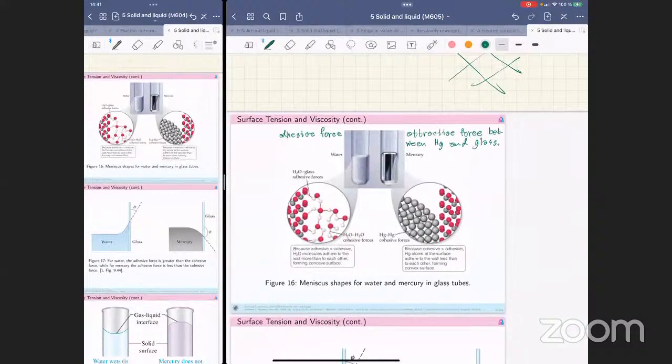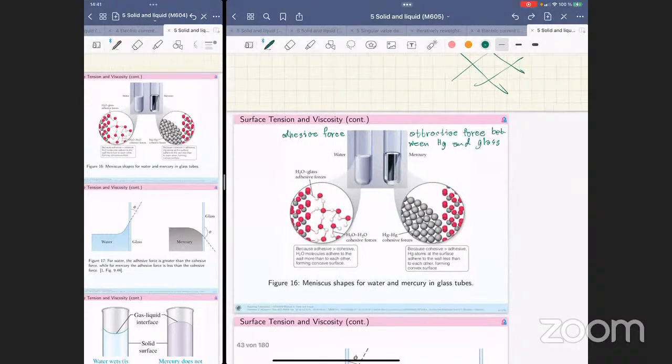And there is another one, between water or mercury and glass. Here is the glass, and this one is H2O, or water, whether it's mercury or water. Water is on the left and mercury on the right, right?